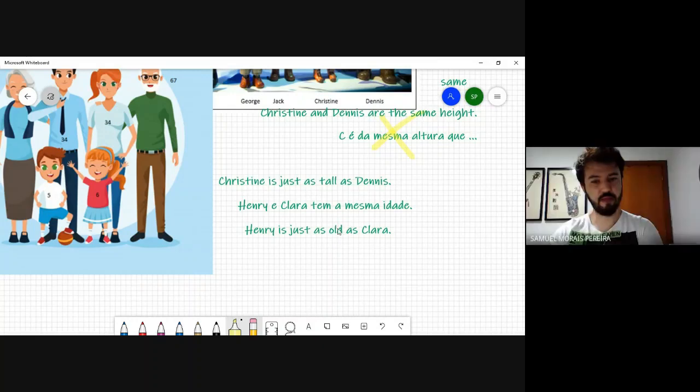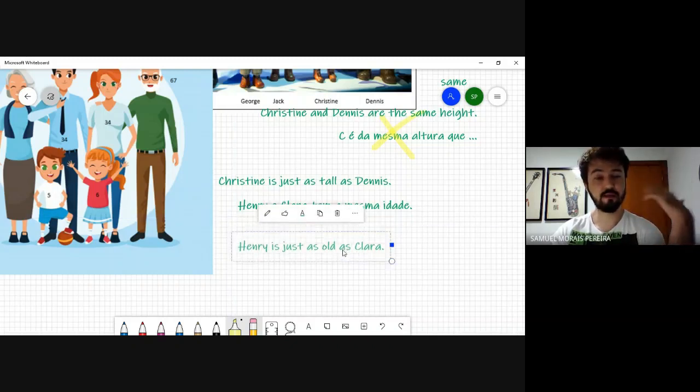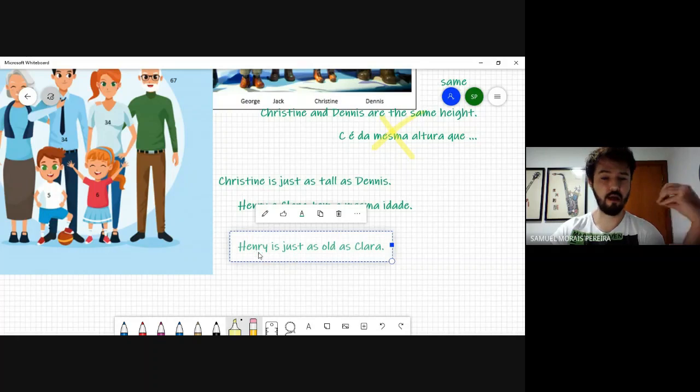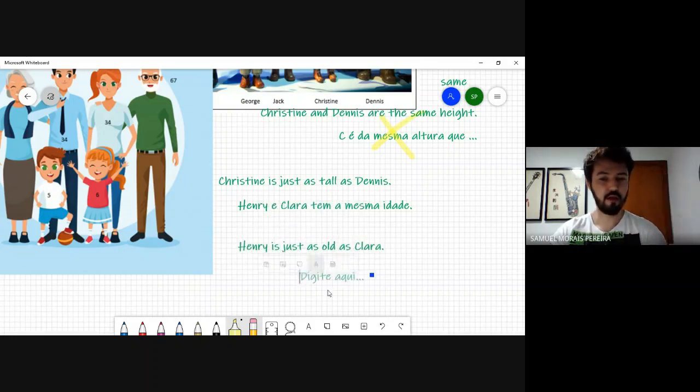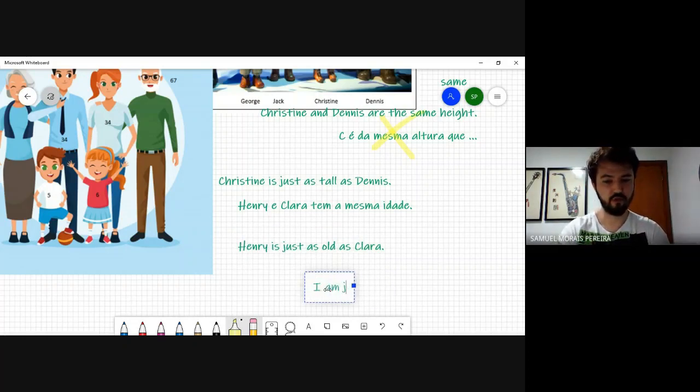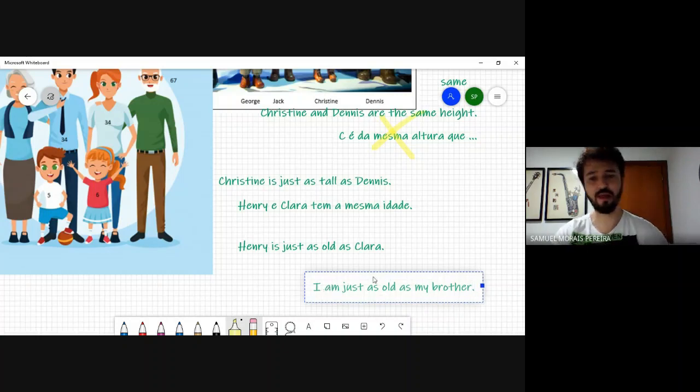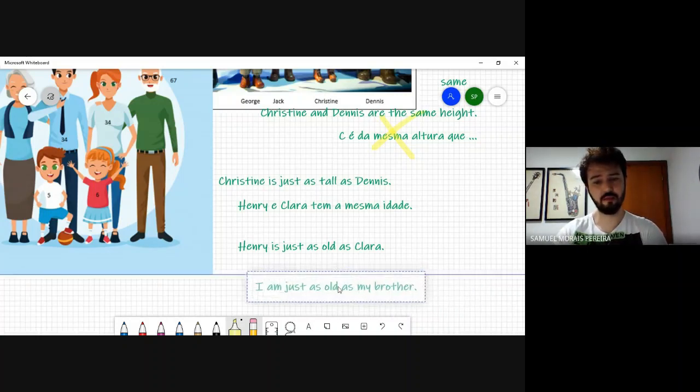Mas a ideia é pegar a palavra idade. Henry is just as old as Clara significa que eles têm a mesma idade. Porque em português, it sounds strange to translate as Henry é tão velho quanto Clara. Vocês falariam isso? Eu sou tão velho quanto meu irmão. Na verdade, vocês falam, eu tenho a mesma idade que o meu irmão. Tipo assim, ó. I am just as old as my brother.